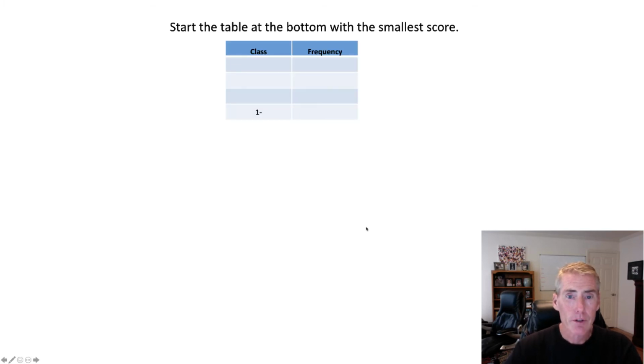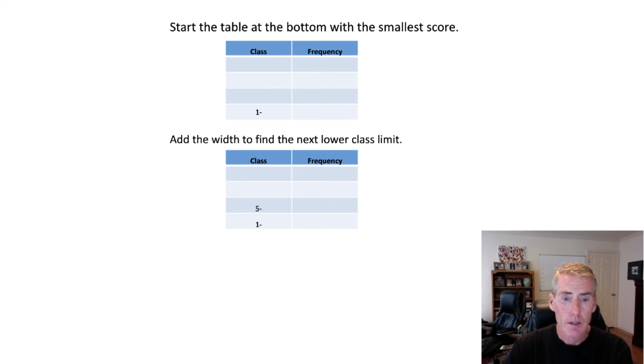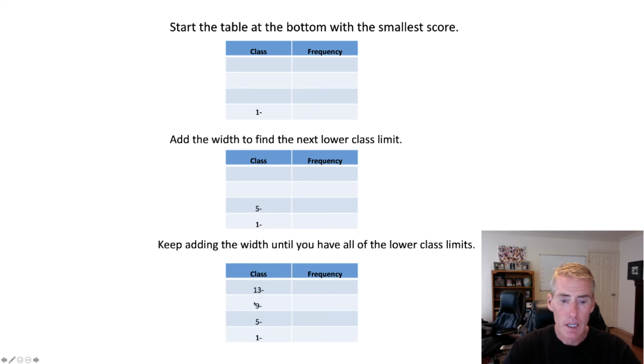So you start at the very bottom and you put the very smallest score, which is a 1. Then you take the width and you add it on. So 1 plus 4 will be a 5. That's the next lower class limit. Then you add on the 4 again, so the next one is going to be a 9. Then you add on 4 again, the next one will be 13. So those are all of the lower class limits.